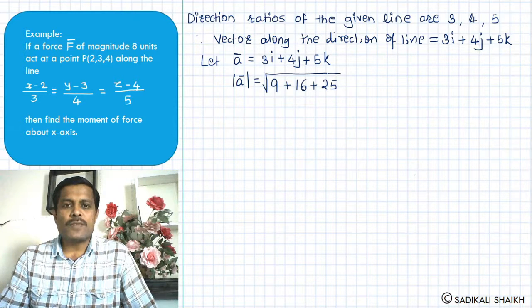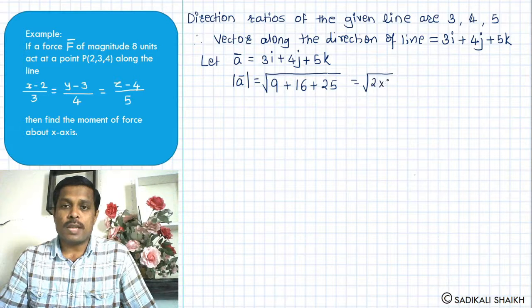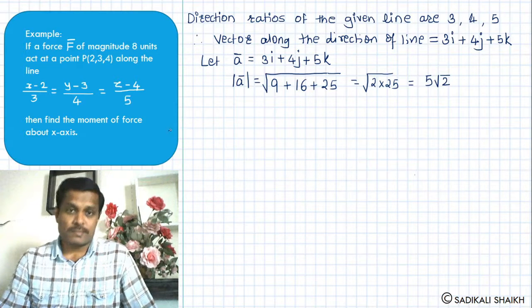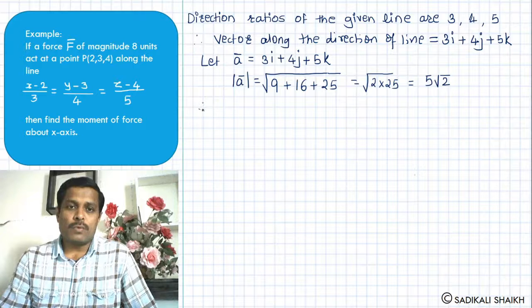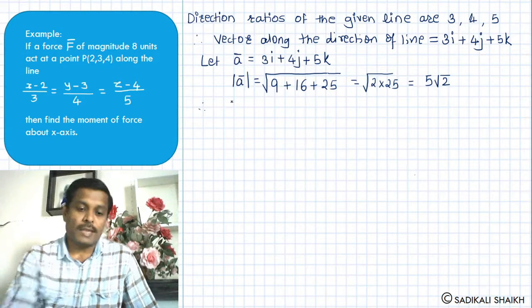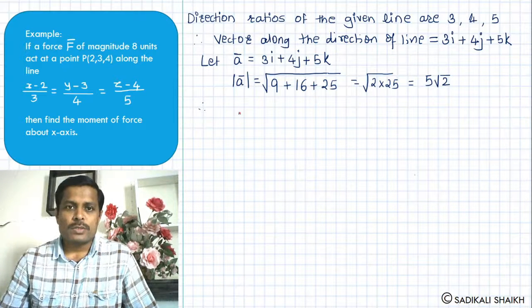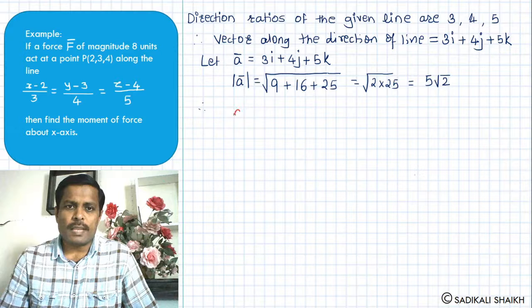So 9 plus 16 is 25, 25 plus 25 is 50. The square root of 50 doesn't come out directly, so now that 50 can be written as 2 times 25, and therefore the square root of 25 is 5 and the root of 2 is root 2. So this is the magnitude of this vector, and therefore we can calculate the unit vector of this a bar. The unit vector is denoted by a cap, and this is a bar divided by its magnitude.